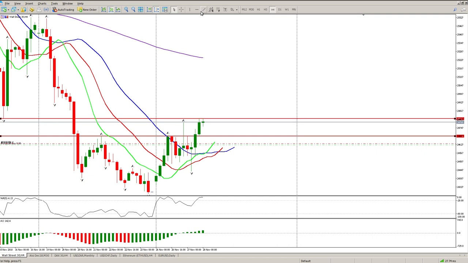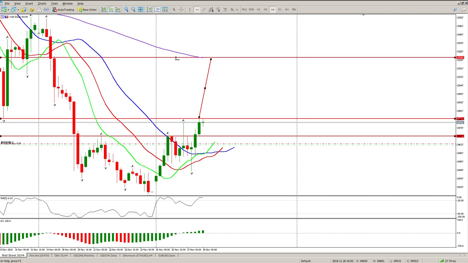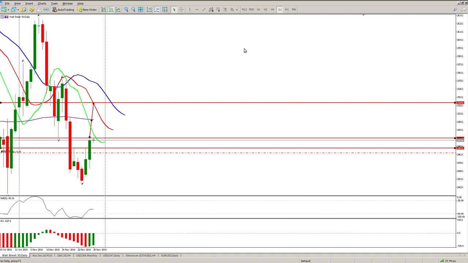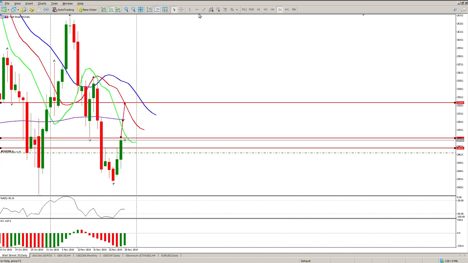What we should at least be looking for is a move to there. And look what's there: the 200 4-hour moving average. I think the daily is before that. The other one to pay attention to is going to be that level there.